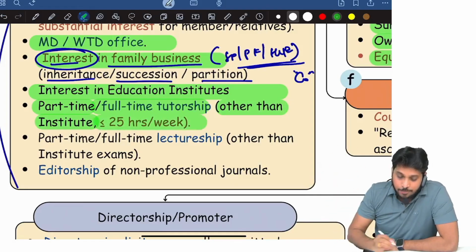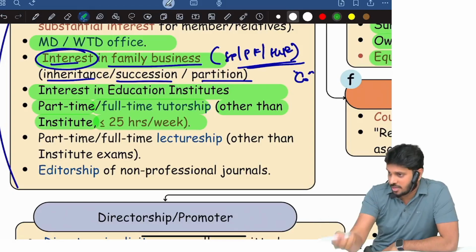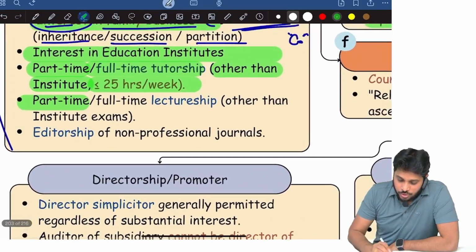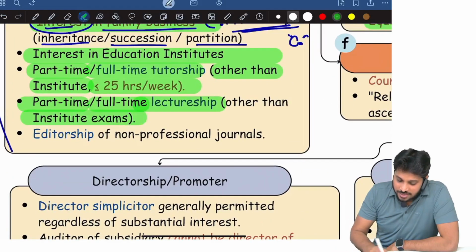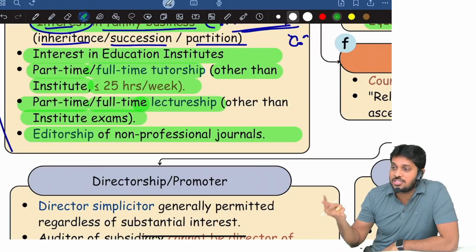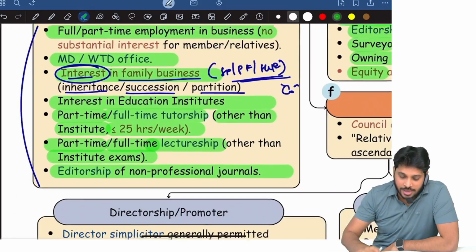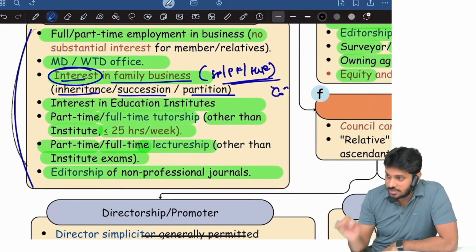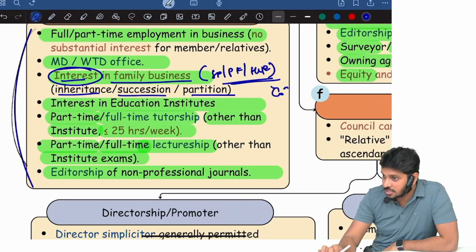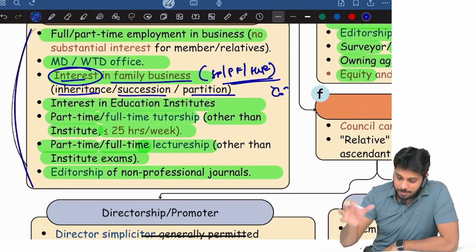That too, up to 25 hours per week only, permission will be granted. Next, you want to teach part-time or full-time lectureship other than institute examinations, there also permission is required. Editorship of a non-professional journal: if you want to be an editor for retail journals, permission is required. And remember, this list is only an inclusive list, not an exhaustive list. Any other activity you want to perform, permission is required.